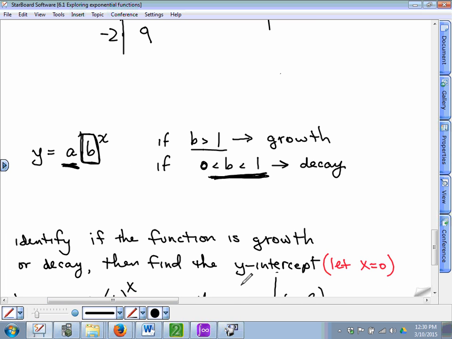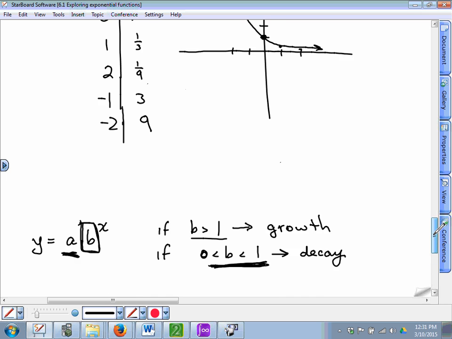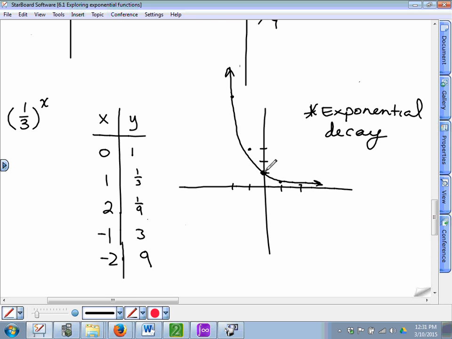You might want to write this in your notes, because apparently every student on the planet has forgotten this. How do you find a y-intercept? Wait, sorry. The y-intercept is where the graph crosses the y-axis. Check it out, you guys. Is this a y-intercept, yes or no? Yes. What's the x value right there? It's 0.